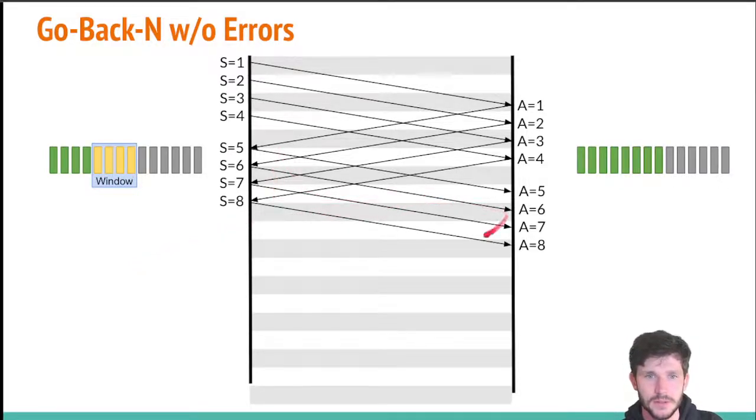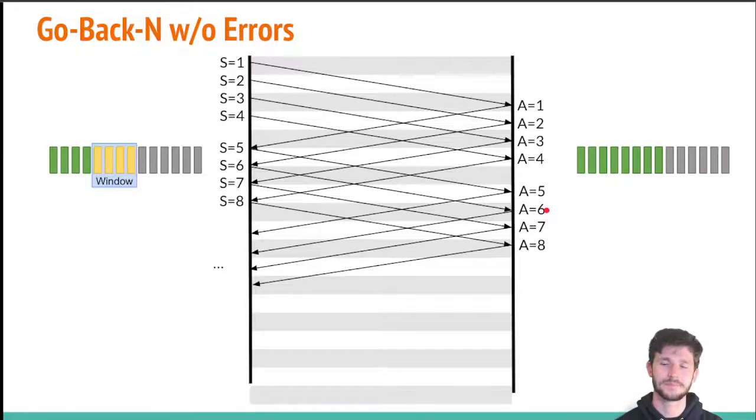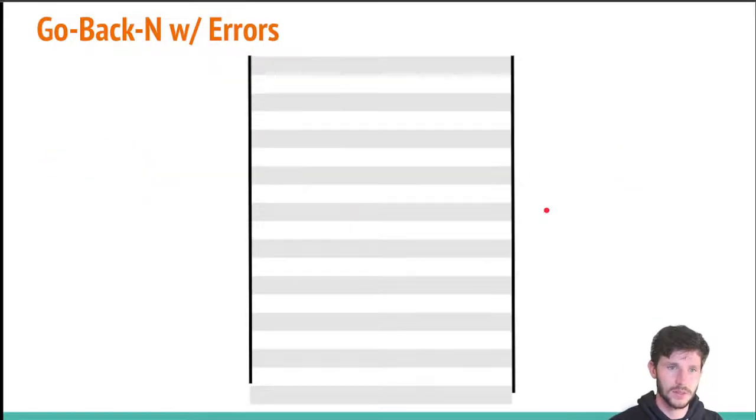So here 5, 6, 7 are sent. On the other side, 5, 6, 7, or 8 are received. And all of these ACKs are sent back. And the window progresses forward. So the scheme seems to work pretty well when there are no dropped packets. But the intent of the scheme was to provide reliability. So let's see how it handles errors.